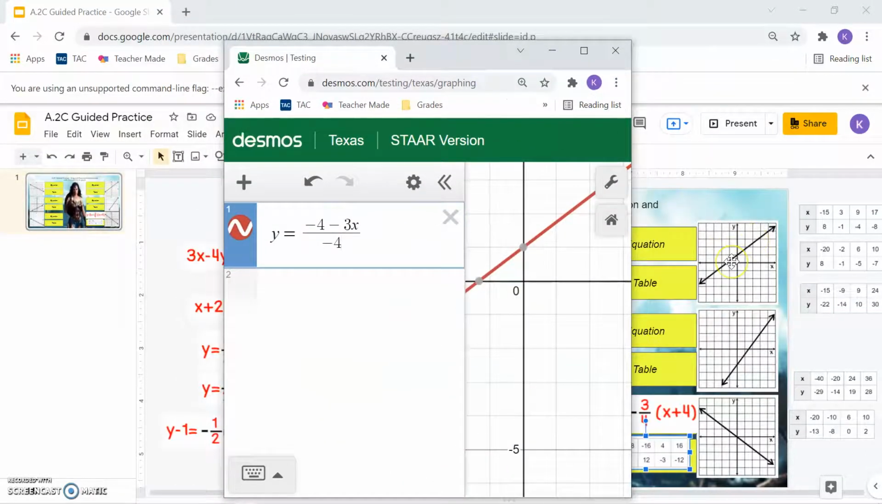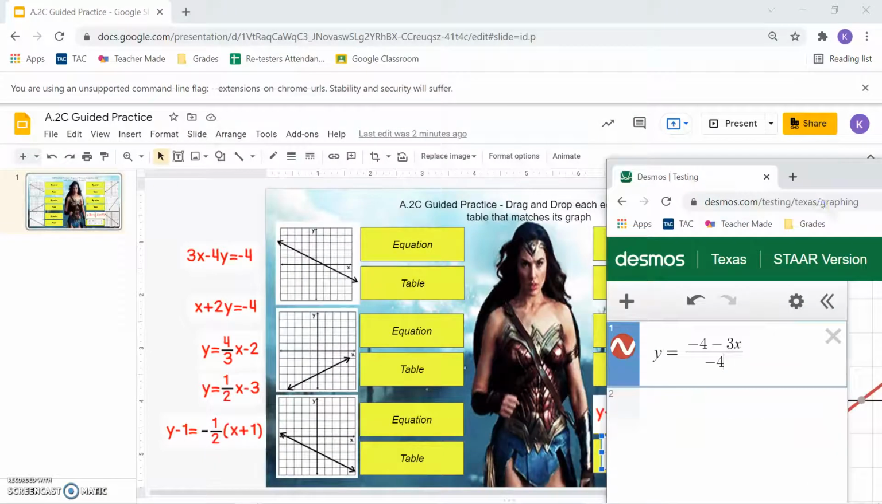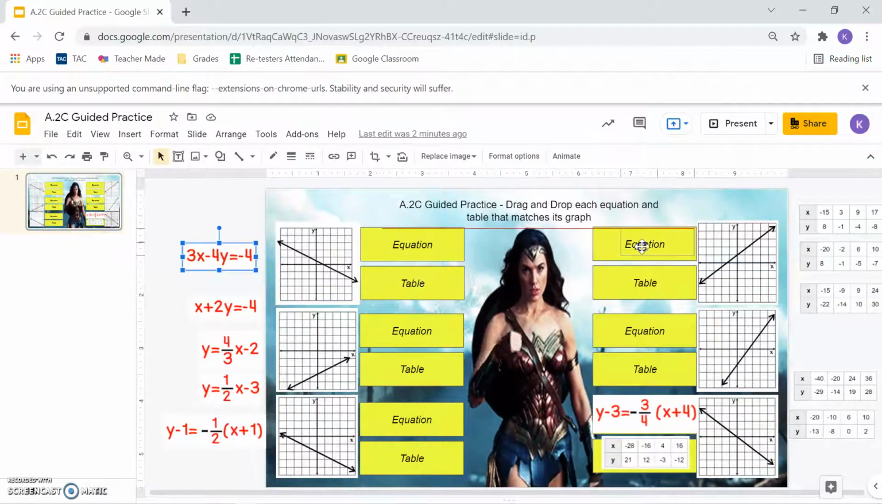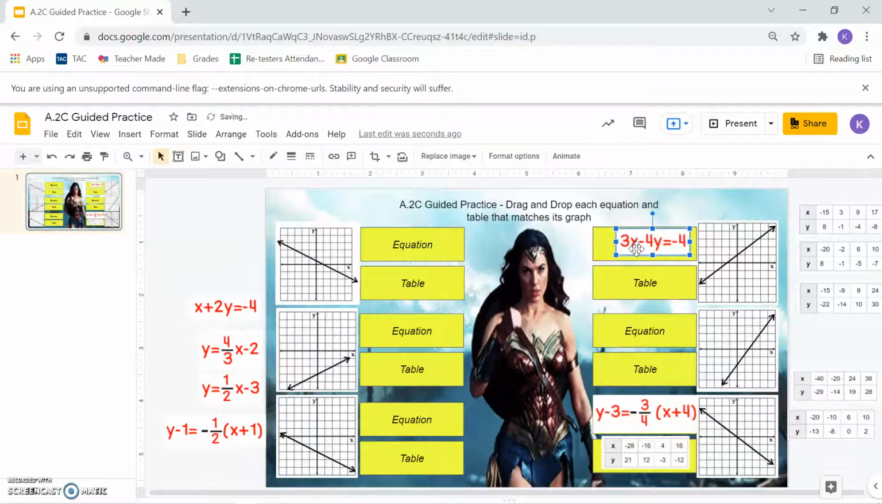This one might look like it, because look, if you go to the bottom one, it's crossing the y right here on the bottom part, and it's not, so it has to be this first one right here. So what I do is I get this one and I drag it over to where it says equation, and I just leave it there.